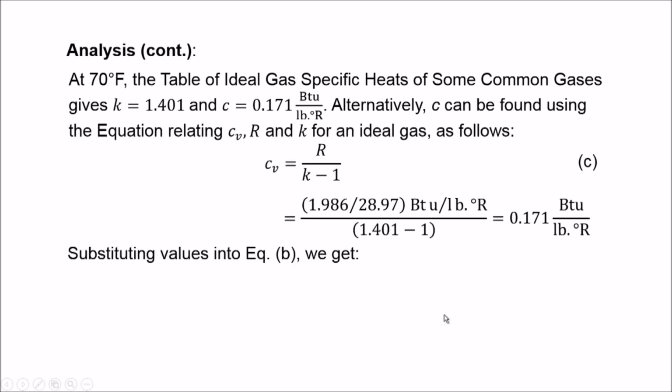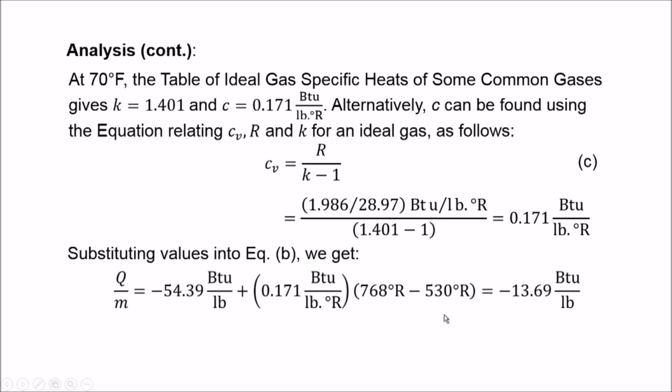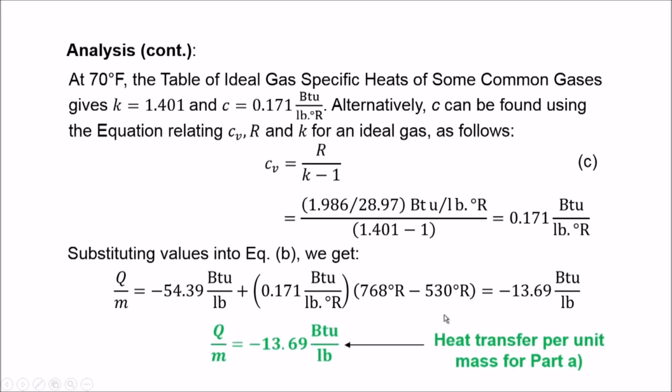Using equation B developed earlier for the heat transfer, and substituting numerical values, we get the following, giving us a value for Q over m of minus 13.69 BTU per pound for part A when n is equal to 1.3. This is the second answer we were seeking for part A, the heat transfer per unit mass when n is equal to 1.3.